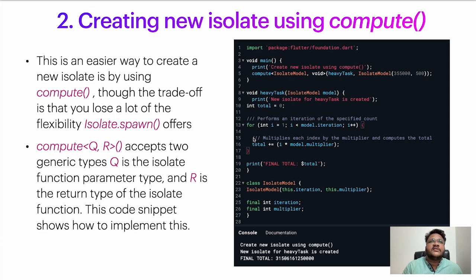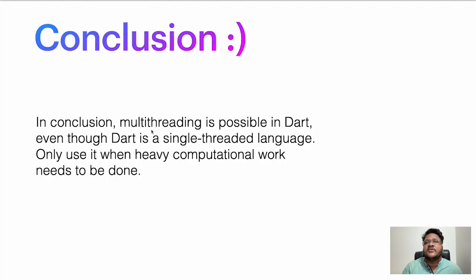This is the second method. We talked about the compute function. This is similar in use case. Here also we are creating the new isolate using the compute function. We are passing the heavy task function, and the second parameter is the data model for the heavy task function. It is generally the same.